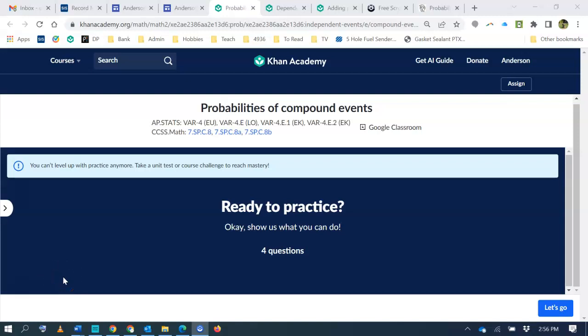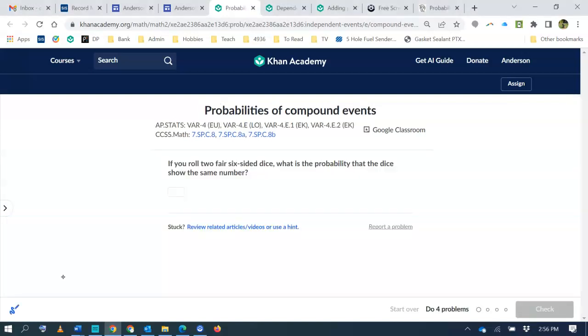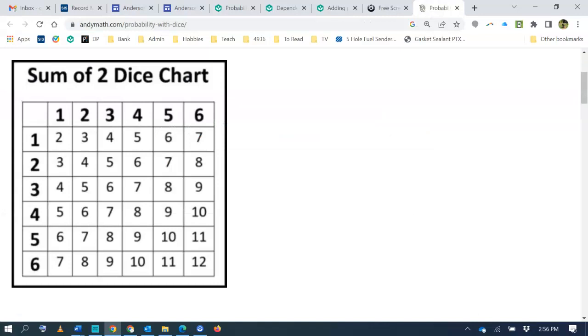Probabilities of compound events. I believe we touched on this on a previous assignment, but we'll go into it again. Okay, if you roll two fair six-sided dice, what is the probability the dice show the same number? Okay, so for these two dice, you got to get a dice chart out. You can make your own if you want to look at what's happening here.